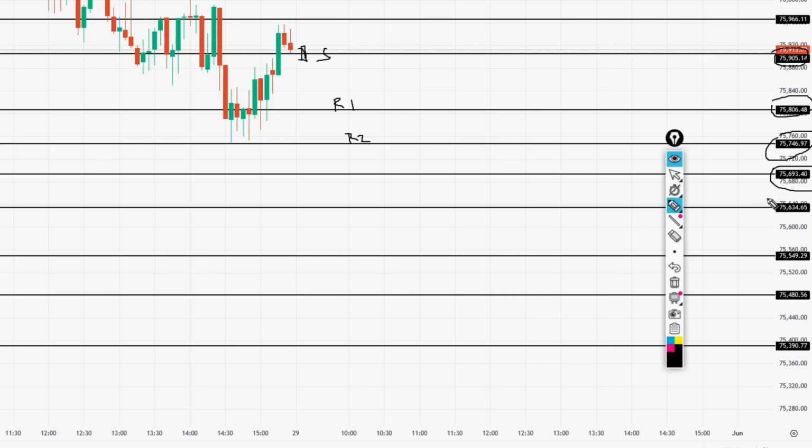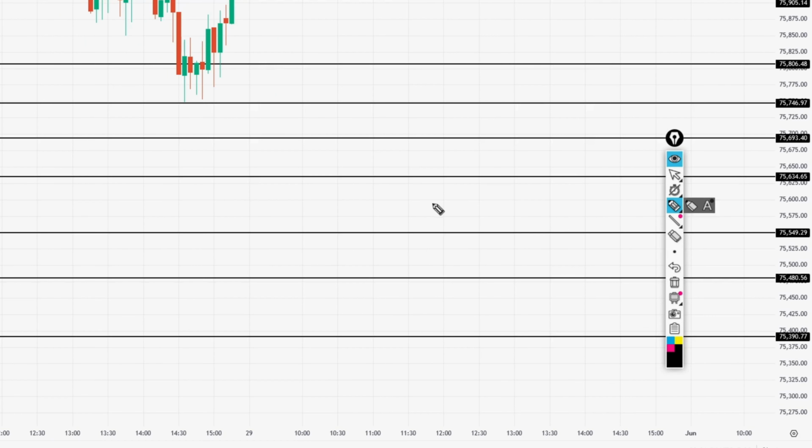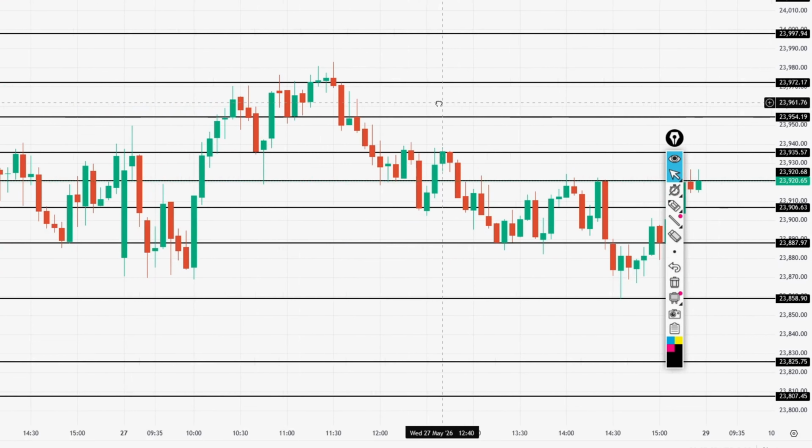75,746, 75,693, 75,634. And if the market opens gap down of 100 points, then this will be your support area. This will be your resistance. You can use these levels to continue your trade if the market is going downwards. Delete this. I'll go back to the Nifty chart.